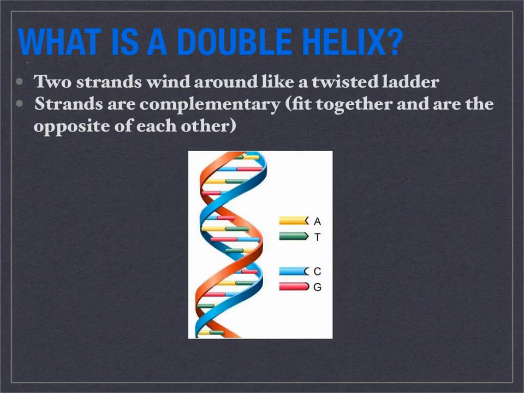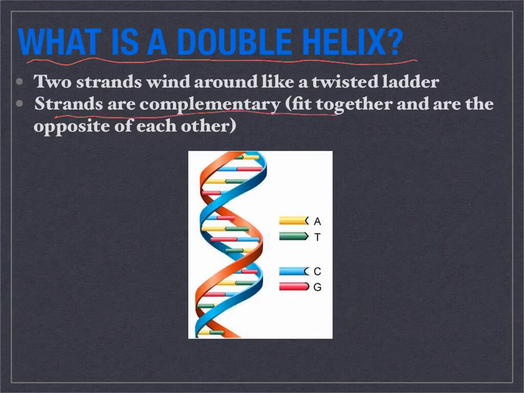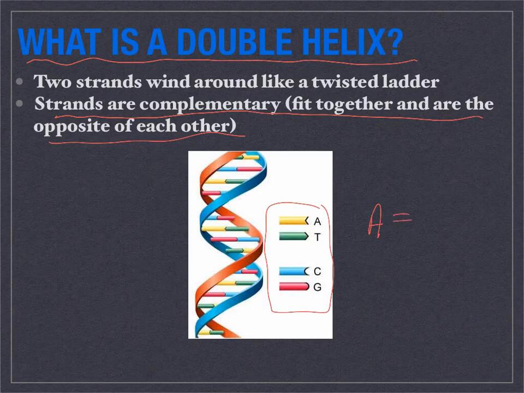Okay, so a double helix, that's what the structure of DNA is, or two individual strands of DNA that wind around like a twisted ladder. The strands are complementary, meaning they fit together, and are the opposite of each other. Now, this little key here tells you what's going on. Remember, base pairing rules are adenine is going to bond with thymine, and guanine is going to bind with cytosine.